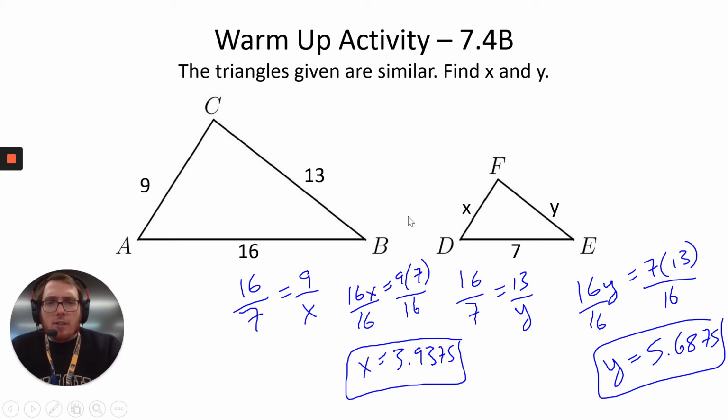To solve for y, I'll use the same 16 over 7. I don't want to use 9 and whatever I found for x because in the case that it is rounded, I want to make sure I'm exact in my answer. So we're going to use the 16 and 7 again, and then equals 13 over y. I cross multiply, 16 times y equals 13 times 7. And then divide by 16 on both sides and get the number 5.6875.